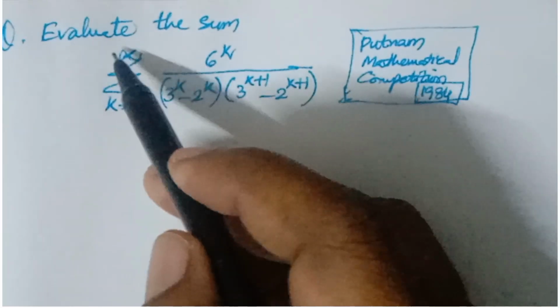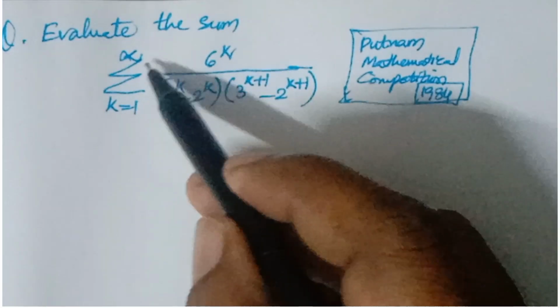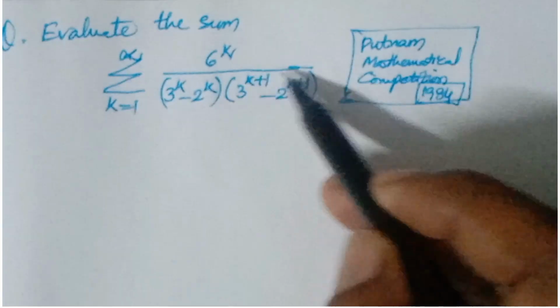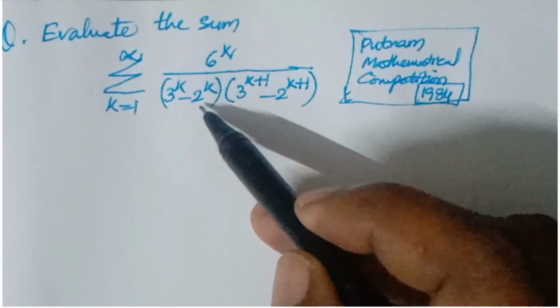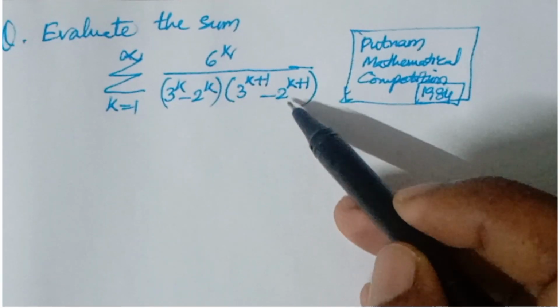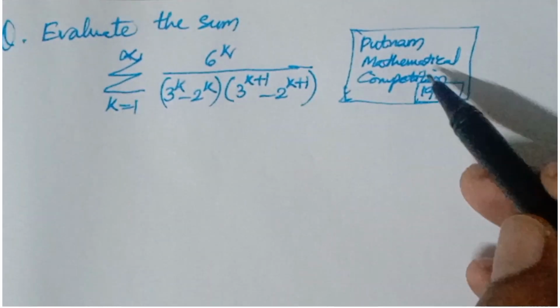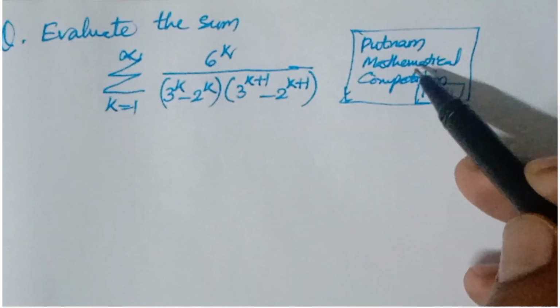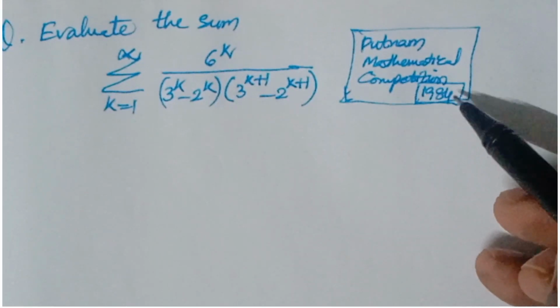The question is: evaluate the sum, sigma k equals 1 to infinity, of 6^k over (3^k minus 2^k) times (3^(k+1) minus 2^(k+1)). It is given in the Putnam Mathematical Competition 1984.